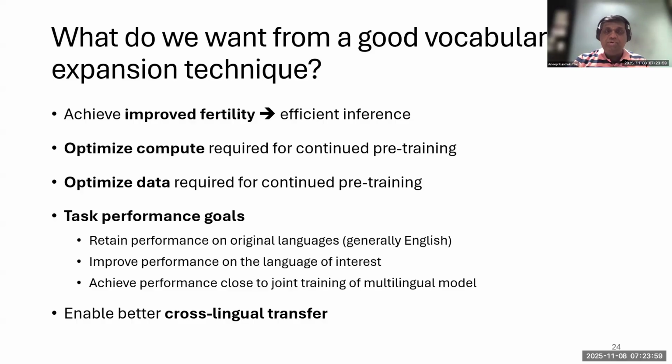Second, how do you improve performance on the language of interest, of course? And can this technique achieve performance close to, suppose, if you had been able to train a multilingual model with English and the new language from scratch? So, would you be able to achieve that level of performance? And also, can we achieve better cross-lingual transfer by bringing the embeddings and the rest of the model parameters in the representation space such that transfer between English and other languages is enabled?